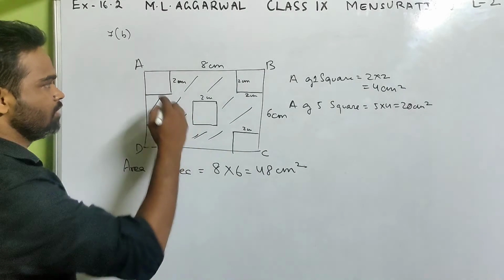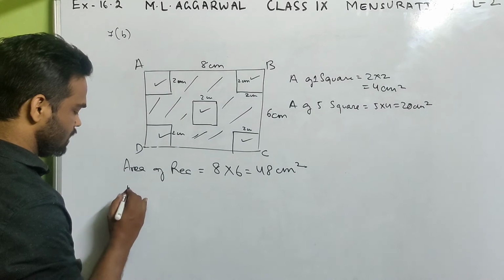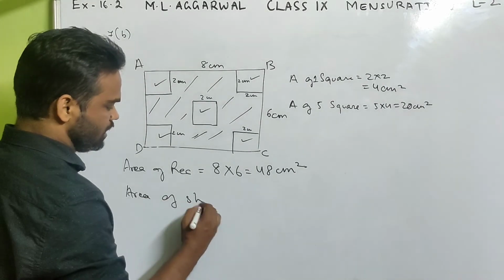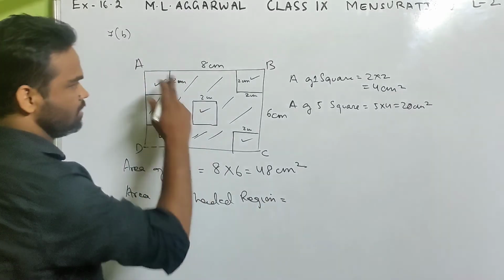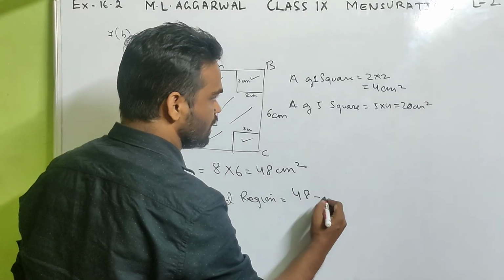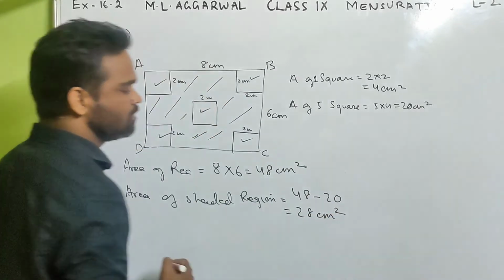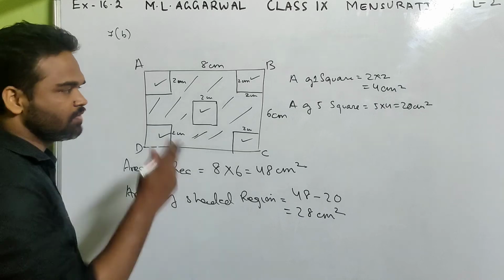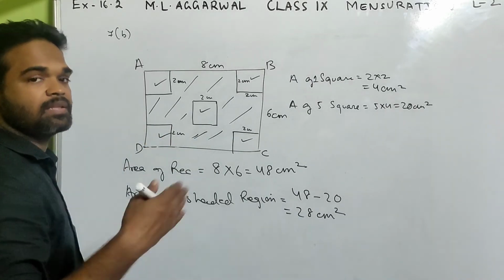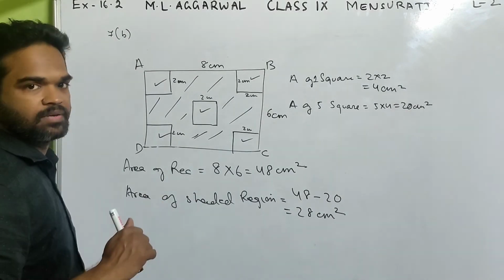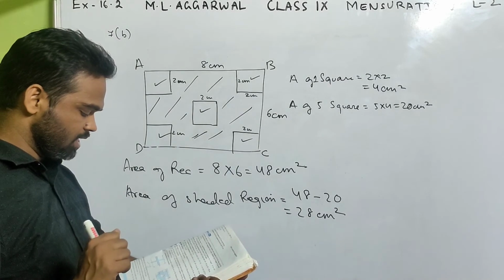We got the area of the rectangle, we got the area of the 5 squares. The area of shaded region will be the area of the rectangle minus the area of 5 squares, which is 28 centimeter square. Simple, just find the area of the rectangle and subtract the area of 5 squares from there. Done. Sure. We'll do the next one, number 8.